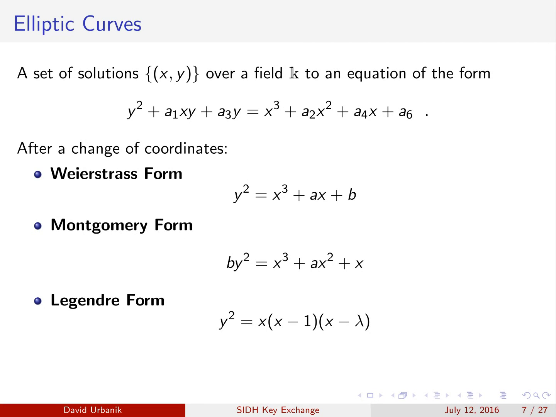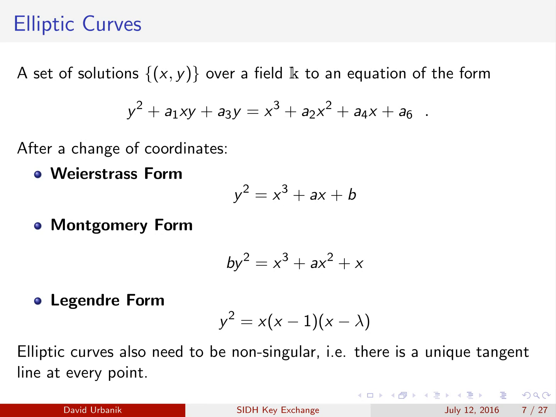The Montgomery form is useful for certain kinds of calculations. The Legendre form has certain theoretical properties. These forms don't always exist for various reasons, but the point is that there are many different ways of representing these curves, but they're all really equivalent under some sort of transformations that you can do.